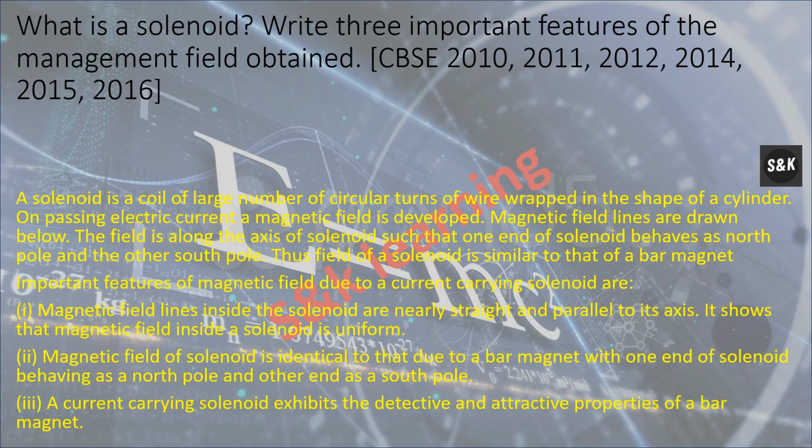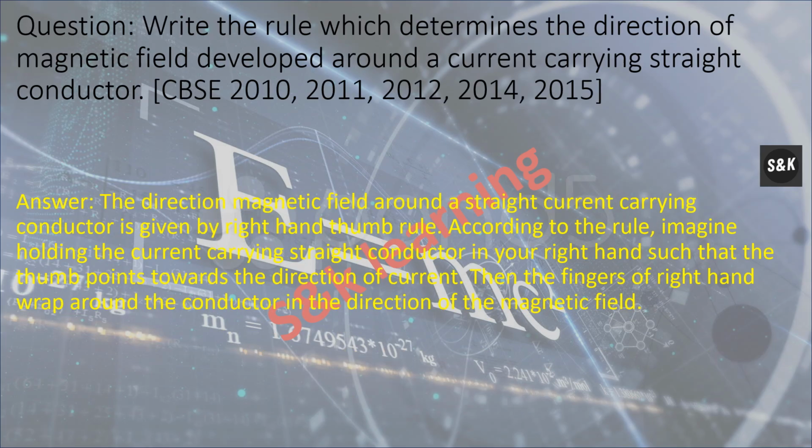The direction of magnetic field around a straight current carrying conductor is given by the right hand thumb rule. According to this rule, imagine holding the current carrying straight conductor in your right hand such that the thumb points towards the direction of current, then the fingers of the right hand wrap around the conductor in the direction of the magnetic field.